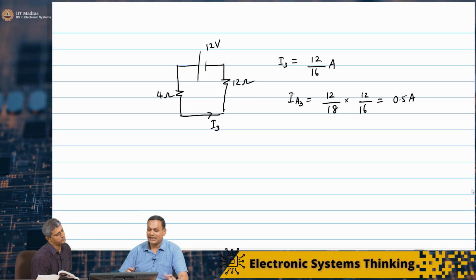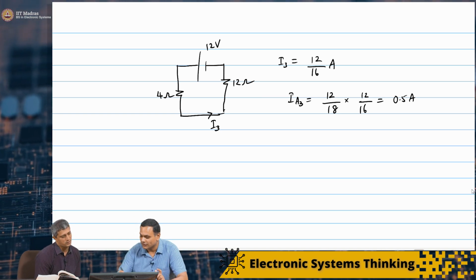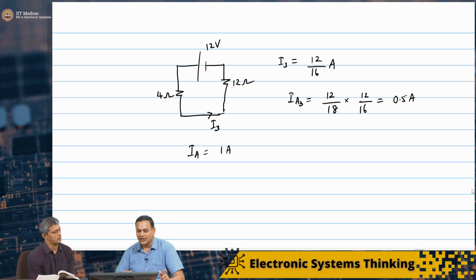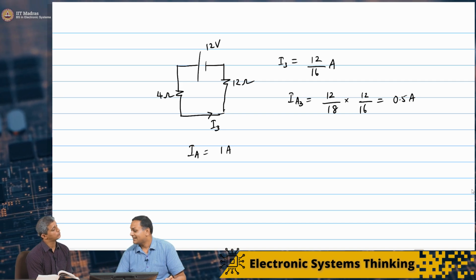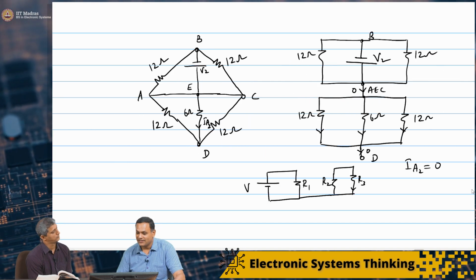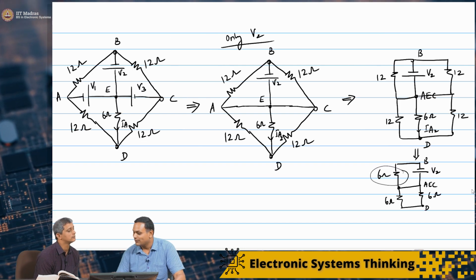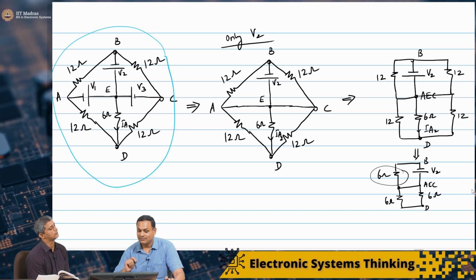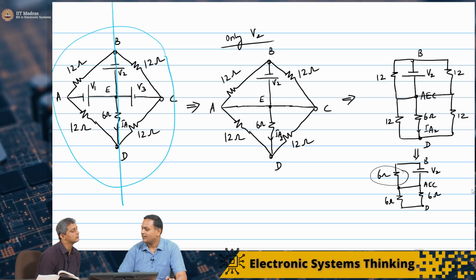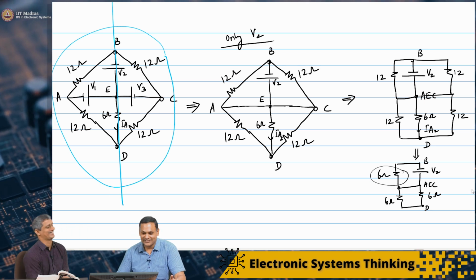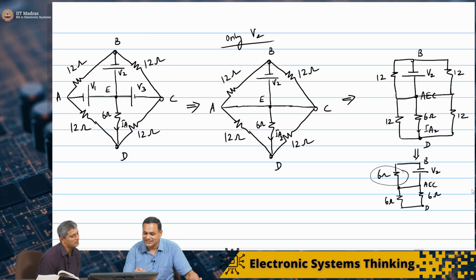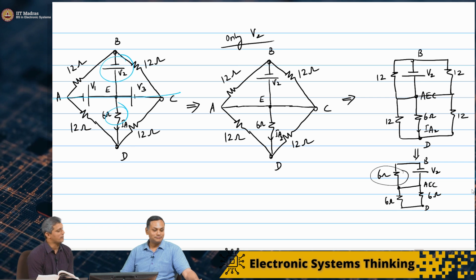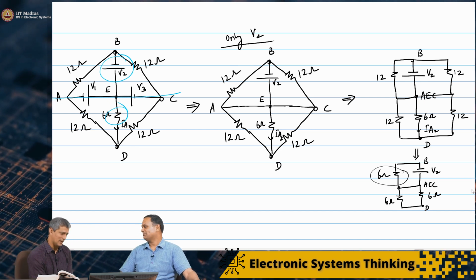So the total current, of course, IA is IA1 plus IA2 plus IA3, which is 1 ampere. I think this taught us a lesson: even though your original network looked somewhat symmetric around this axis, it is clearly not symmetric, because on one side you have a voltage source and on the other side you have a resistor. That is why V2 behaves differently.